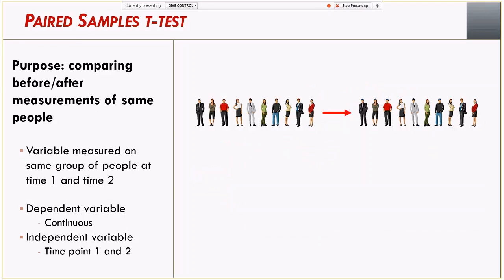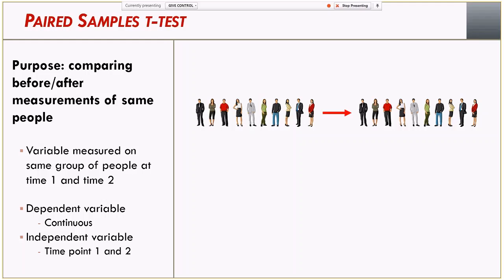The next type of analysis are the family of t-tests. There's several different types of t-tests, but here I'm just going to go over two, which are known as the paired samples and the independent samples t-test. Within the paired samples t-test context, the purpose is to compare before and after measurements on the same group of people. So you have some variable that you are measuring at one point in time and again at another point in time within the same group of people.